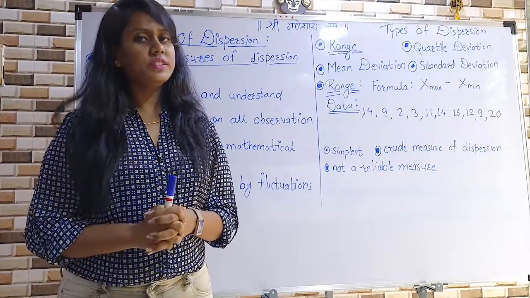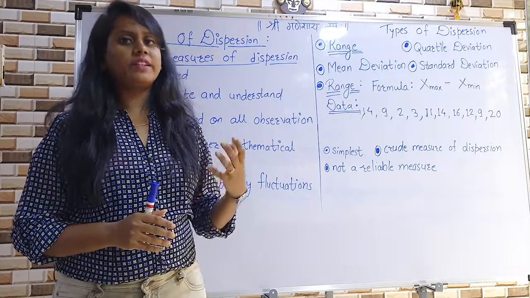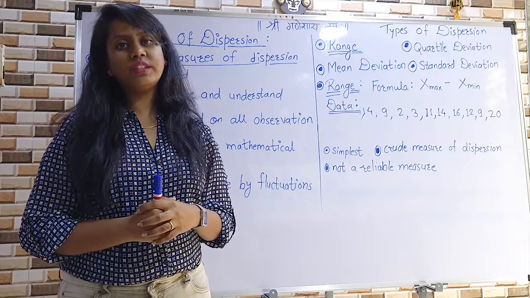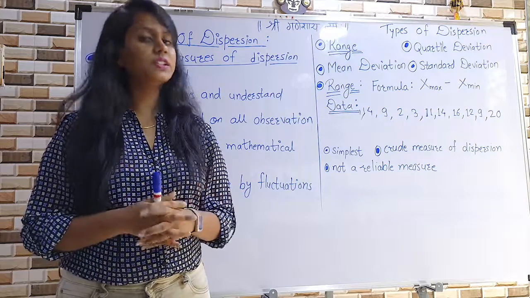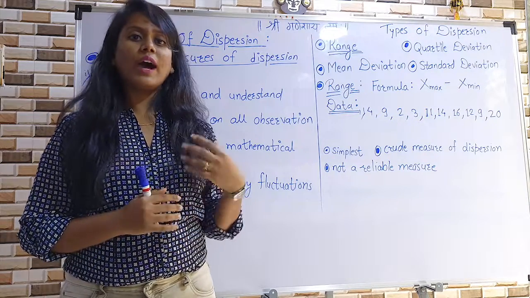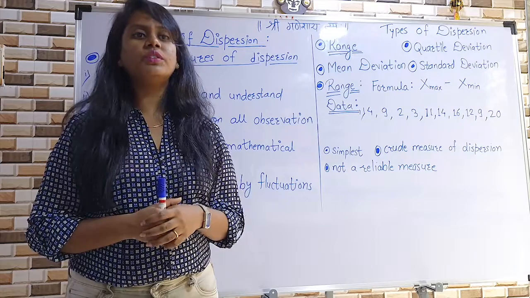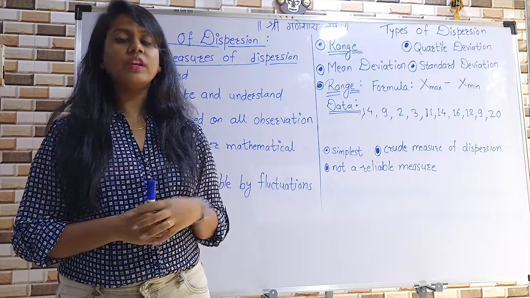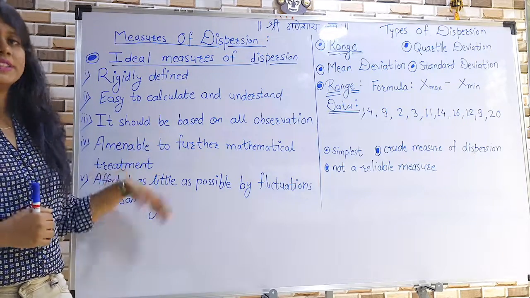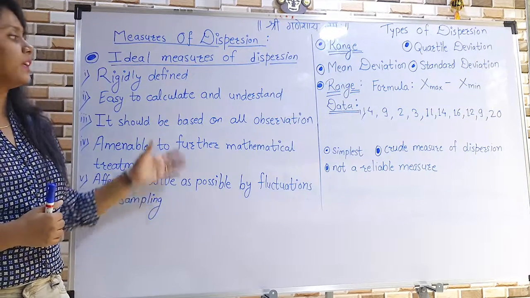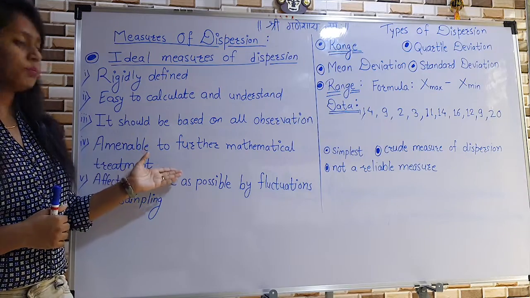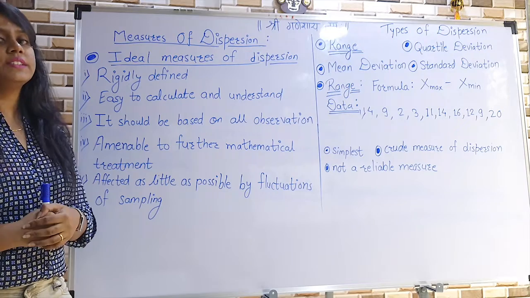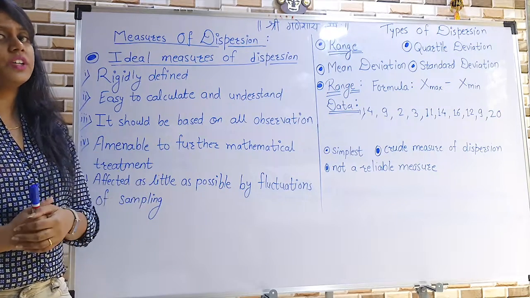Ideal measure of dispersion. We know that there are different types of dispersion using which we can calculate the variation in the data, the scatteredness in the data. Now out of these different types, which one is the ideal one is also important to recognize. For that, a few points are given to us. If such properties or characteristics are satisfied, then it is the ideal measure of dispersion.